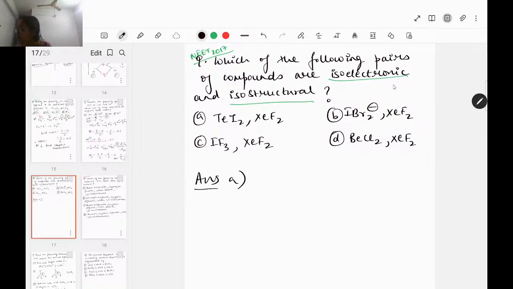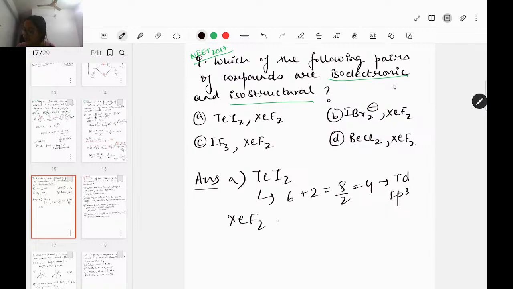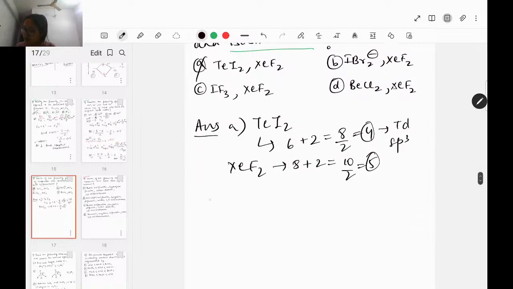Tellurium. Tellurium is in the oxygen group: oxygen, sulfur, selenium, tellurium, polonium. So TeI2 has a valence electron count of 6 plus iodine is what? Iodine is monovalent, so 2, 8 by 2 which is 4. It is tetrahedral and sp3 hybridized. Okay. What about HCF2? 8 plus 2 which is 10 by 2 which is 5. The steric number is different, so their hybridization will also be different. So they are not isostructural. So this is incorrect.